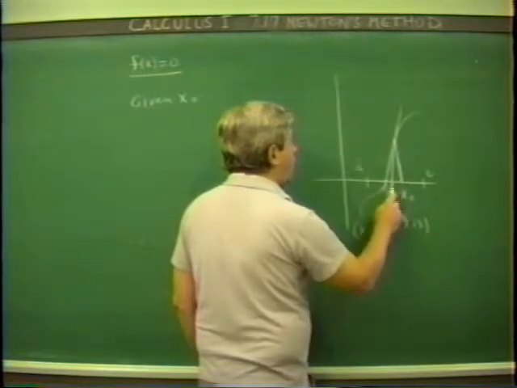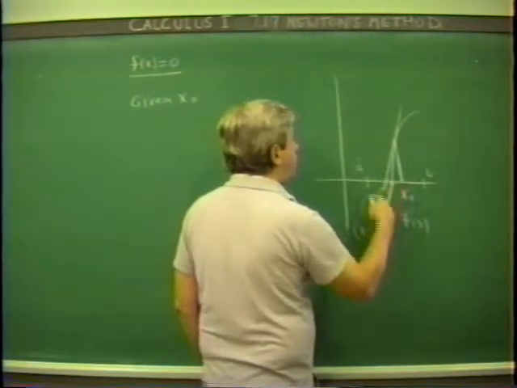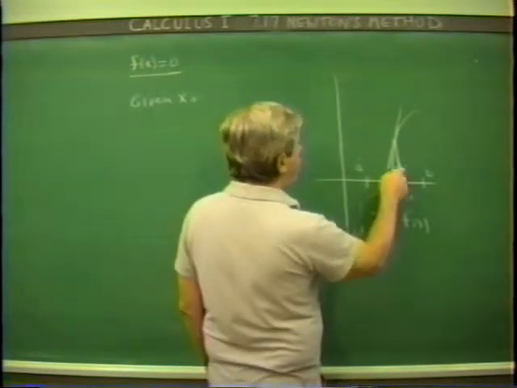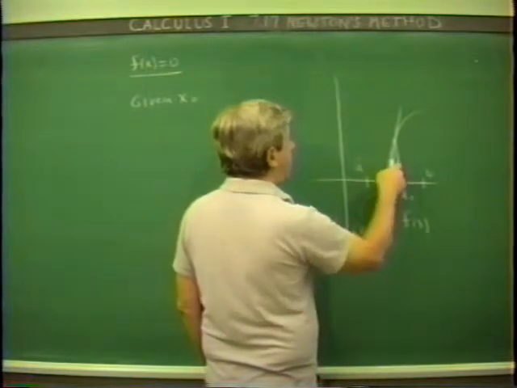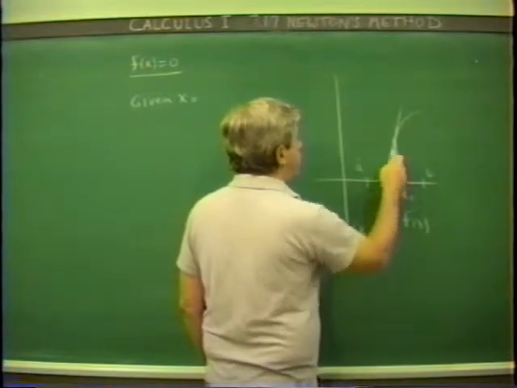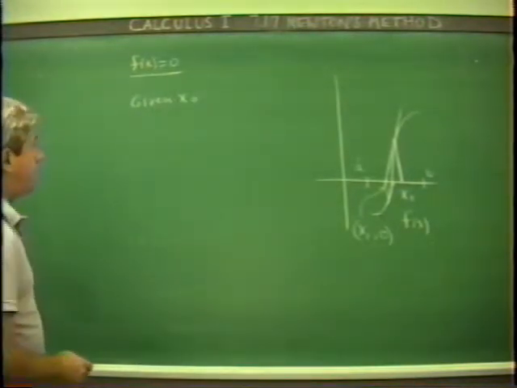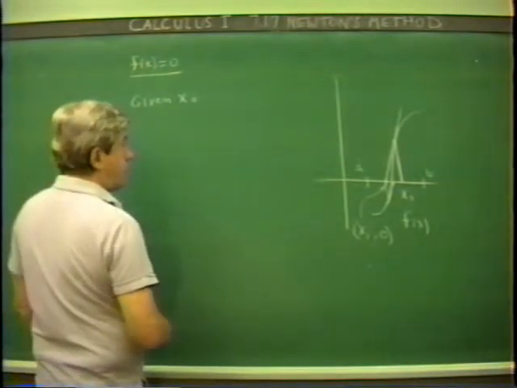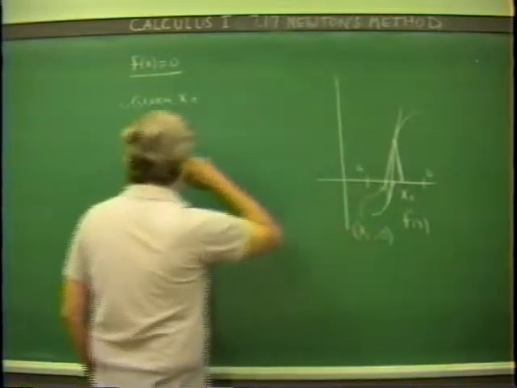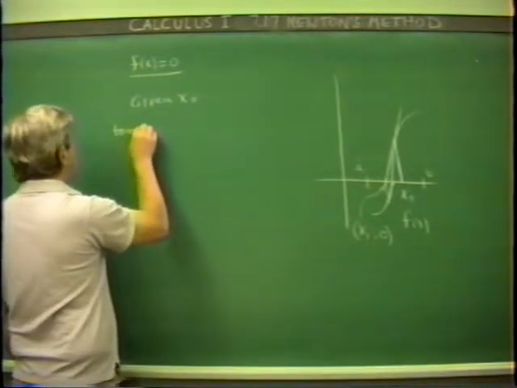Right? And x1 is going to be your second approximation. You can then repeat this process by taking the value at x1 and finding where the tangent line at x1 crosses the axis. This will give you repeated approximations, which hopefully will get closer and closer to the solutions to f of x equals 0.